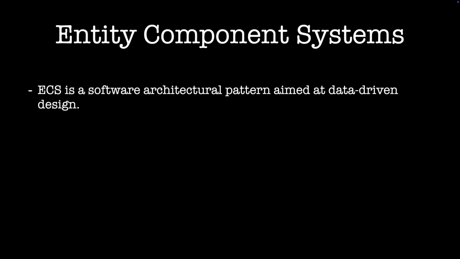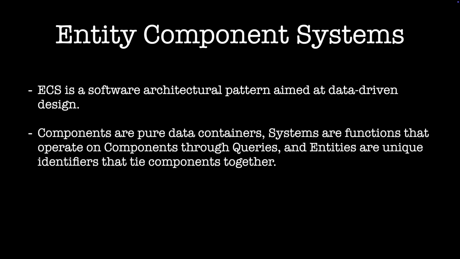ECS is a software architectural pattern aimed at data-driven design. ECS enables modular behaviors through composition over inheritance, preventing problems such as deep or wide inheritance hierarchies, or the diamond problem, which could result from multiple inheritance. Components are pure data containers like, say, position, velocity, or light state. Systems are functions that operate on components through queries, and entities are unique identifiers that tie components together.